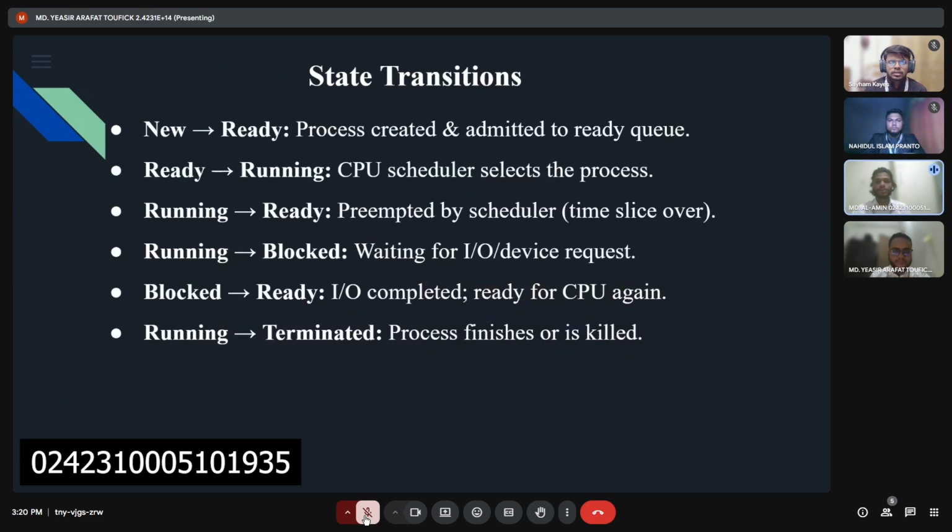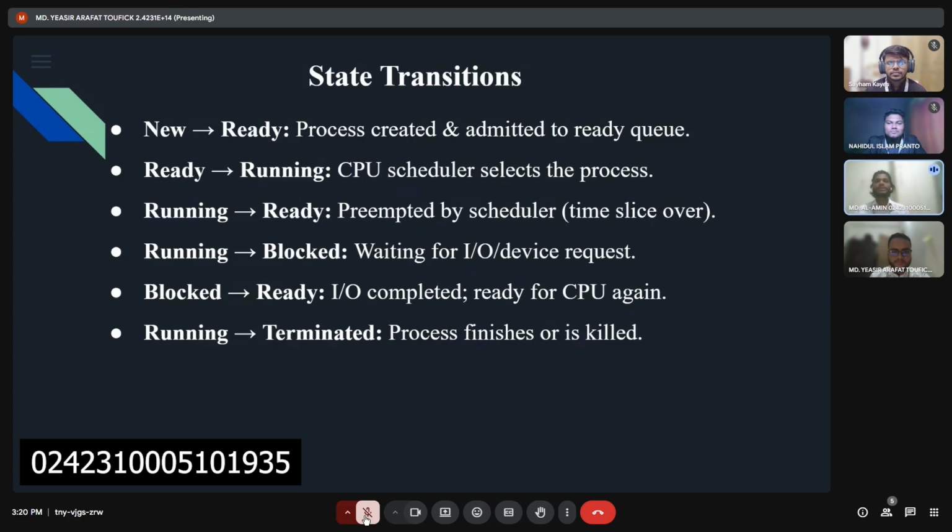Now I am talking about the state transitions. Here we have six state transitions. At first new to ready, ready to running, running to ready, running to blocked, blocked to ready, and last running to the terminated state.